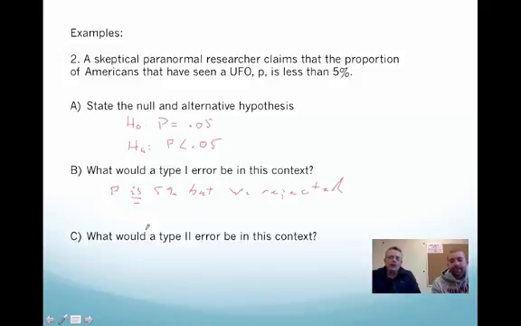Okay, type 2 error. I'm getting the hang of this already. P is less than 5%, or P is not 5%. So it really is less than 5%, and for some reason it gets smaller. It's really less, and we failed to see that. So we failed to reject.